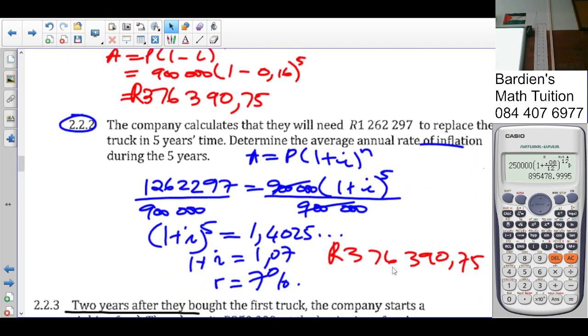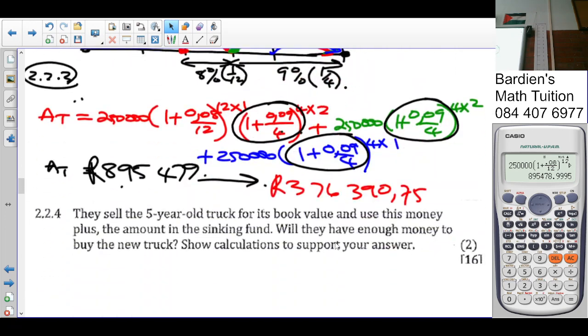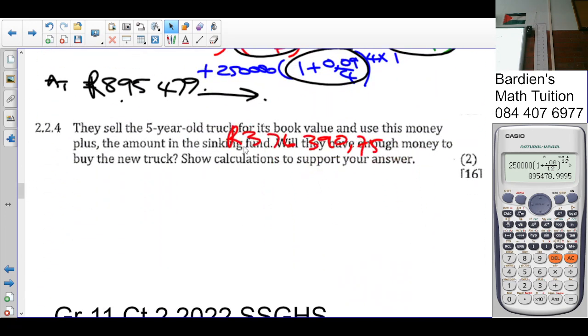So I need that amount. I'm just going to pull it down here. They sell the old truck for its book value. That's the book value of the old truck. And use this money plus the sinking fund. That is what is in the sinking fund. Can you see that? Will they have enough money to buy the truck? Show all calculations to support your answer.